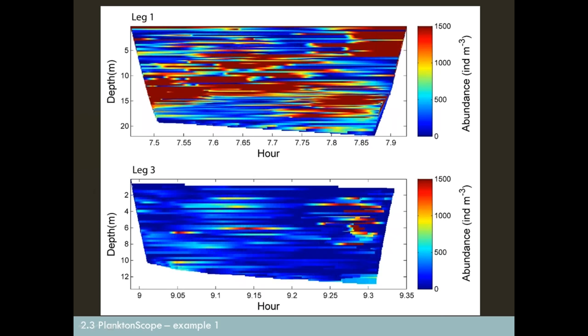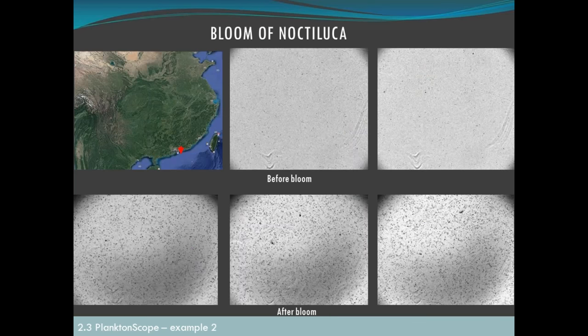Okay, so the next example I'm going to show you is for a long-term monitoring application. What we did is we deployed the system in Shenzhen Bay. That's where we worked with a company to build the system and test the system right there. So we were lucky enough, when we were testing the system, to capture a full cycle of Noctiluca bloom.